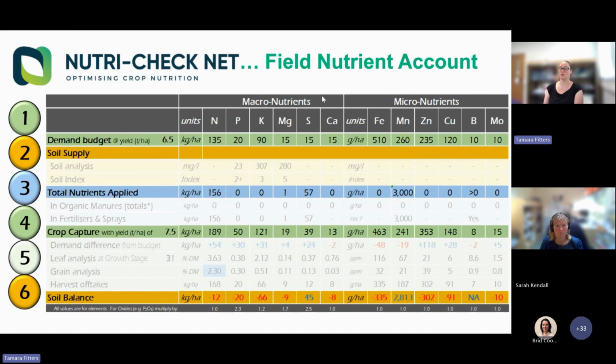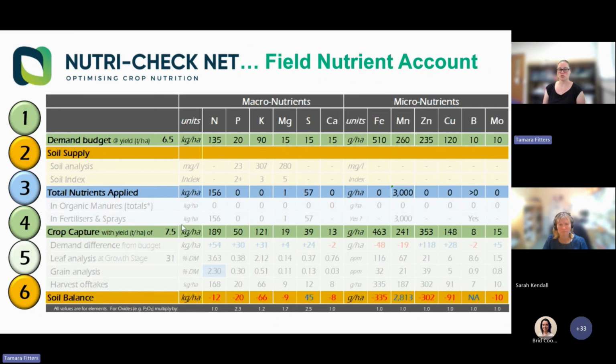We can then do a field nutrient account where we have an expected yield. We've got an actual yield here, which in this case was higher, but based on the expected yield, we decided to apply these values. Well, this is what we should be applying to make this yield happen. Then we know what the soil analysis is because we've done our soil analysis, so we can adjust for that here. This is what we should be applying, and this is first organic fertilizers. In this case, no organic manures were applied. So we then add fertilizers and sprays, and we've added whatever we needed that wasn't in the soil.